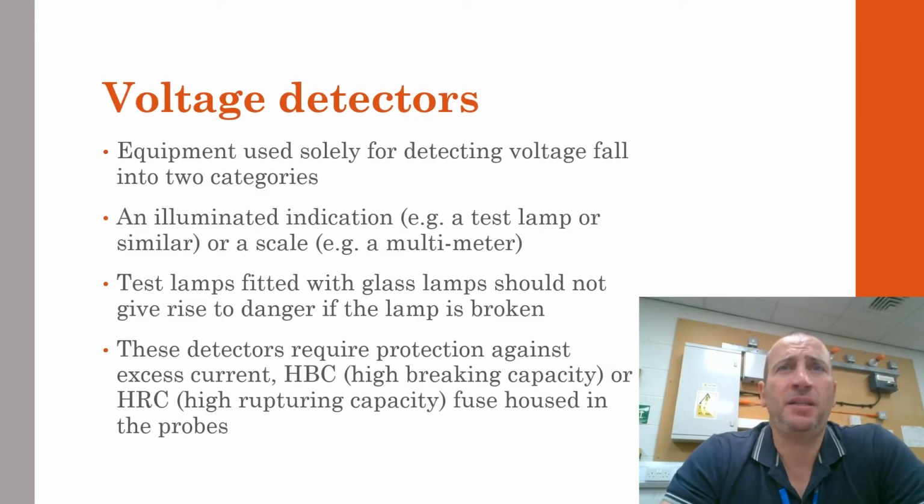As we saw in GS38, voltage detectors have slightly different requirements than other test instruments, but they are the most important test instrument for an electrician to carry around. The types of voltage detectors available fall broadly into two categories. The first is an illuminated indication, for example a test lamp or a voltage lamp. The other is a scale indication or voltmeter that you might see when using a multimeter.